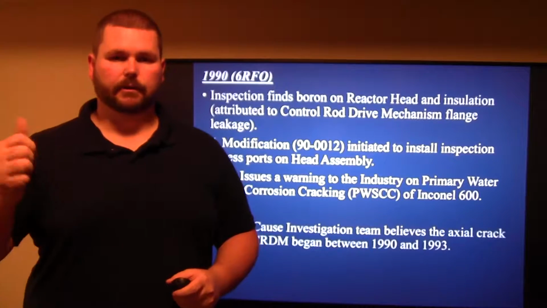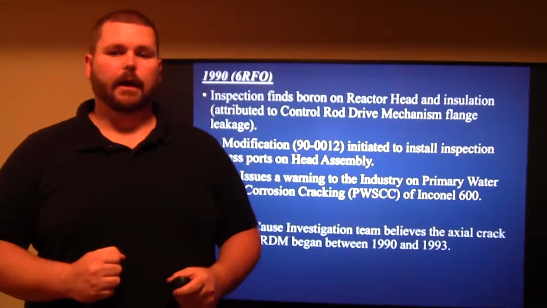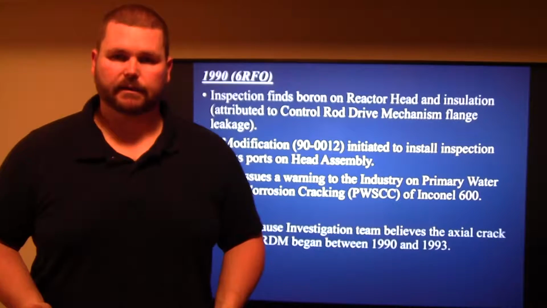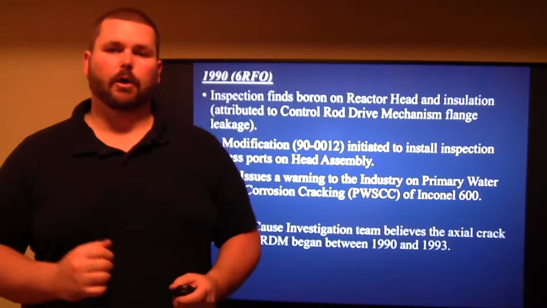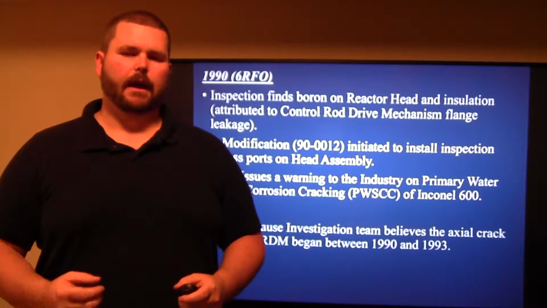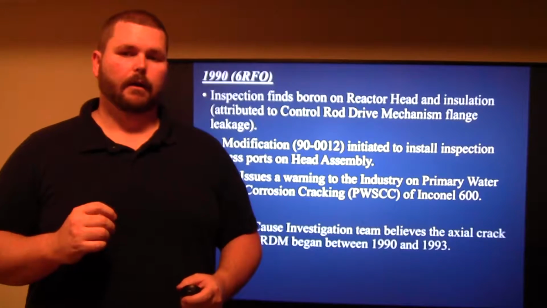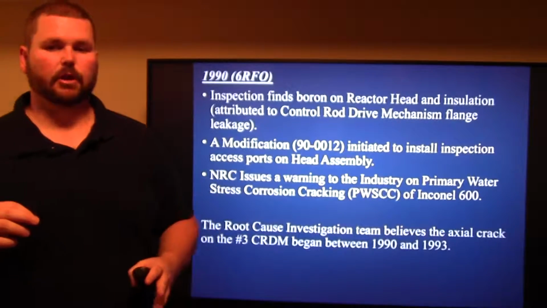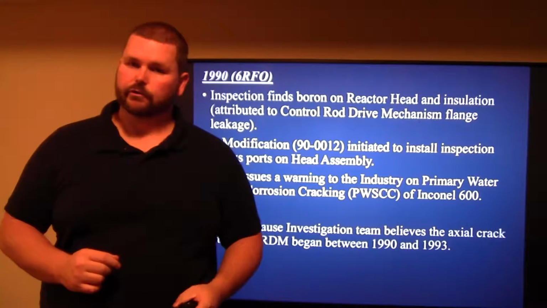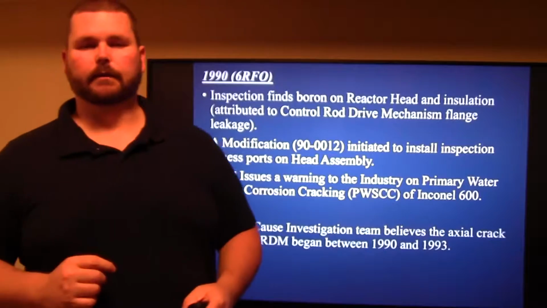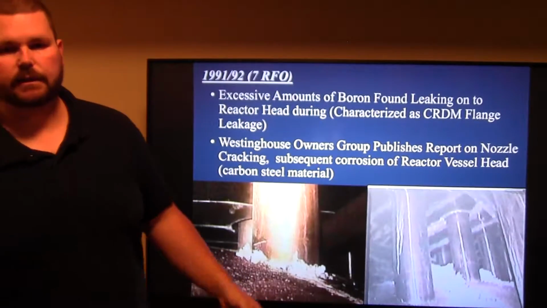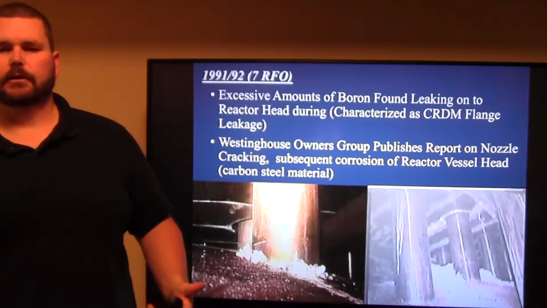And then during 1990, the NRC also issued a warning to industry saying that Inconel 600, which our control rod drive mechanisms were made of, is susceptible to primary water stress corrosion cracking, which could cause a through-hole leak. The investigation later determined that the crack on the number 3 control rod drive mechanism initiated between 1990 and 93. So right when they issued this notification, saying we may have this leak, they continued operation.